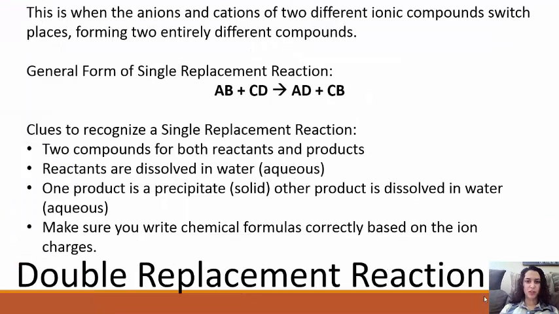Double replacement reaction. What kind of reaction is this? So this is when you have two ionic compounds and the anions and cations of each compound switch around to make two new compounds as the products. So everyone gets a new partner essentially. The general form is compound AB plus compound CD will yield compound AD plus compound CB. This should say double replacement.